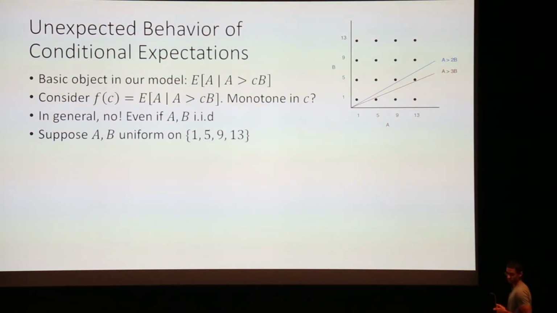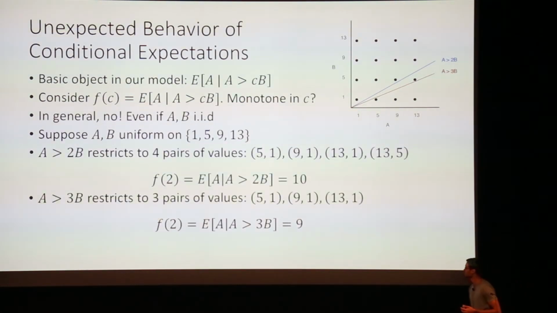But look at this example. Let's say I condition on the fact that a is bigger than 2 times b. This restricts us to these bottom 4 points, and over those points the conditional expectation is 10. But conditioning on being 3 times bigger than b instead, I get the bottom 3 points, and the conditional expectation over those points is 9. So there's a surprising non-monotonicity in c, and that's not something we were able to resolve.